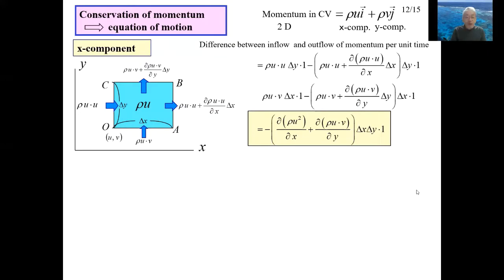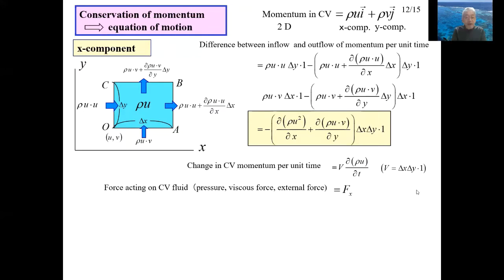The difference between momentum rho u flowing in and out of the control volume is given in the yellow frame. The change in momentum rho u of the control volume per time is expressed by the time derivative of rho u multiplied by the control volume. This change in rho u balances the momentum flowing in and out of the control volume and the force Fx acting on the control volume.